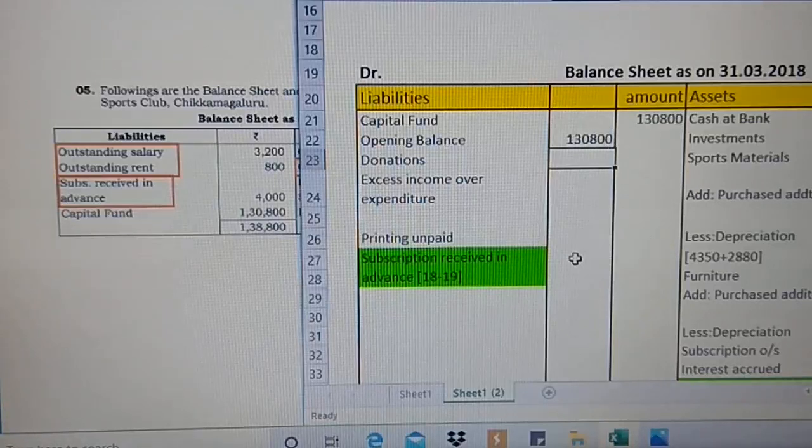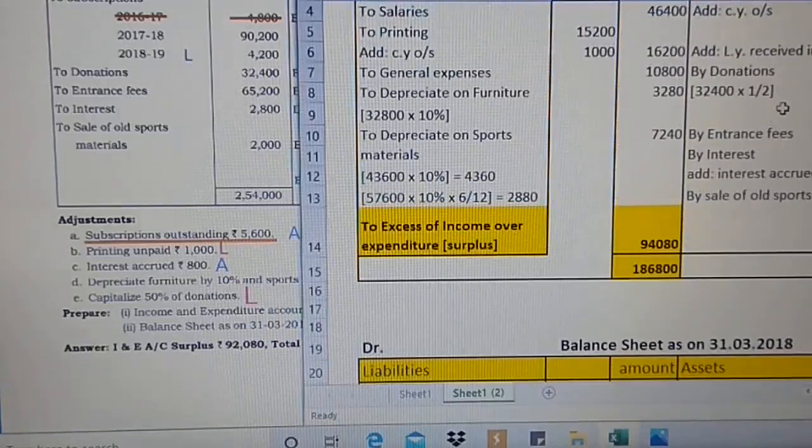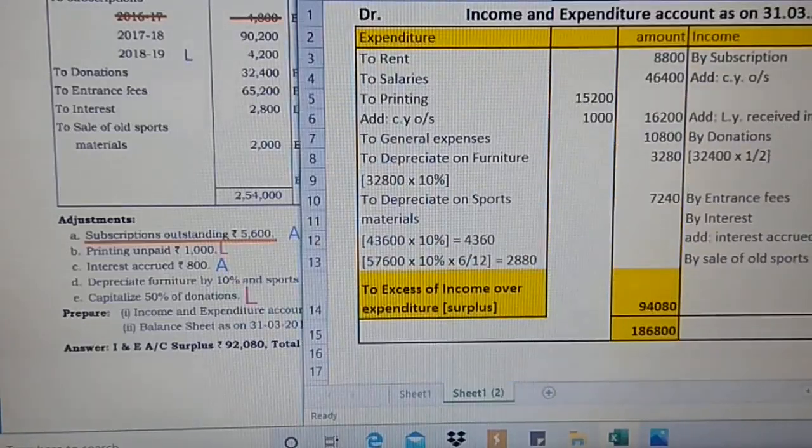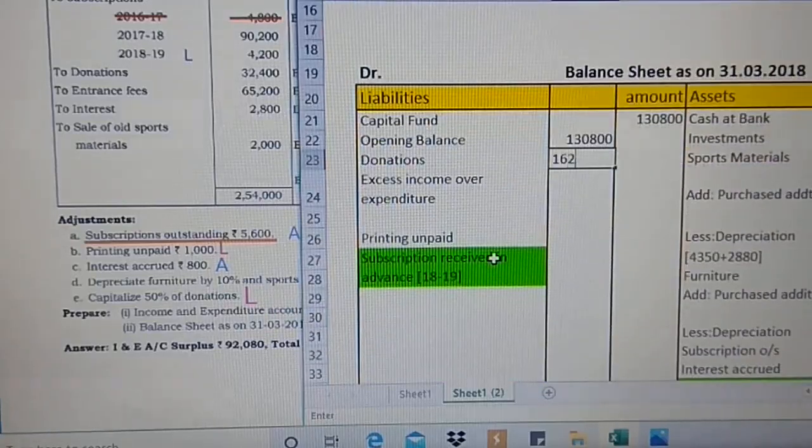Apart from that, moving on for your receipts and payments account, receipt side. When you go for liability, concentrate on receipt side because most of the liabilities are falling on the receipt side. Now, going for the receipt side, after subscription, we have donation. Could you all find out in the last adjustment, capitalize 50%, so half of donation to be capitalized. So we have already calculated in the question under the income side, half of 16,200. So remaining half of 16,200 is capitalized by us now. So I have capitalized it.